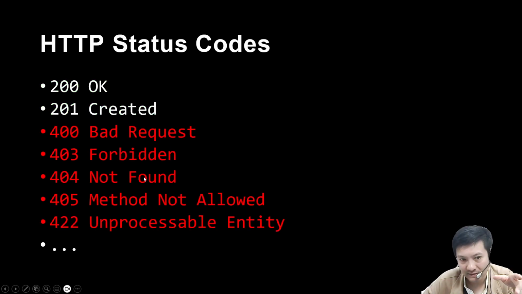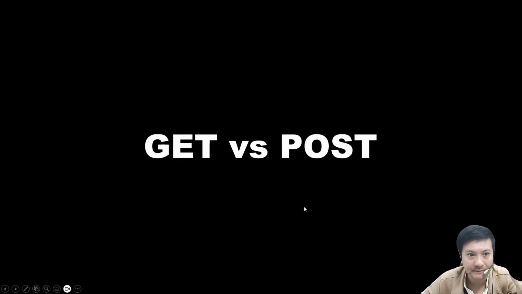And status codes: number 2 start is okay, no problem. Found something, you lost something. Not found is an error. Find something is a server side error. You need to at least know some number is the beginning number. 2 is okay. 4 is some problem that is not about the server, but 5 is the server has a problem.